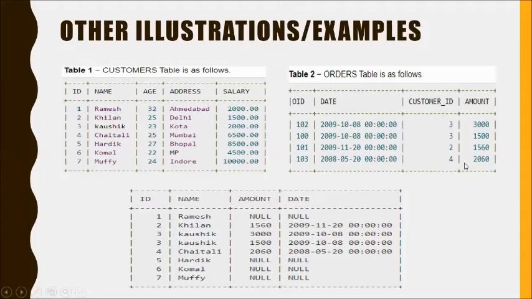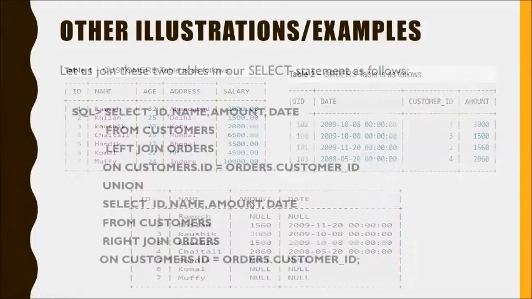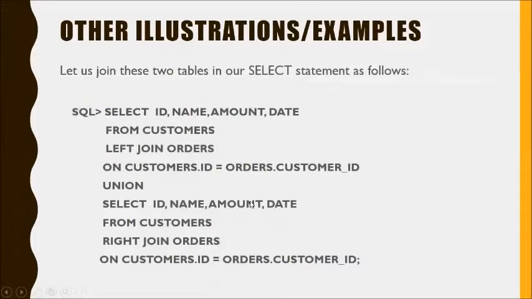which also applies to ID number 6, Komal. So null values again for amount and date. So no matching values for table 2. And ID number 7, Mafi. Null value for amount and date because there is no matching value again from table number 2. So that is how we apply this select statement.